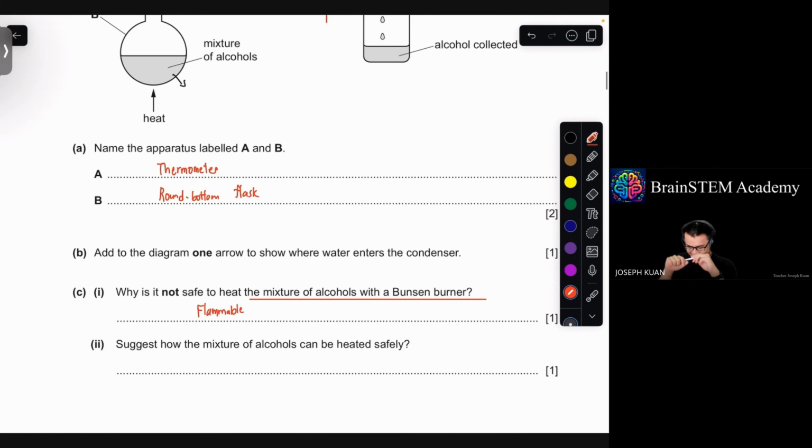2. Suggest how the mixture of alcohols can be heated safely. So in terms of moderate warming, you should use a water bath, or maybe you can use a heating mantle, instead of using a Bunsen burner.